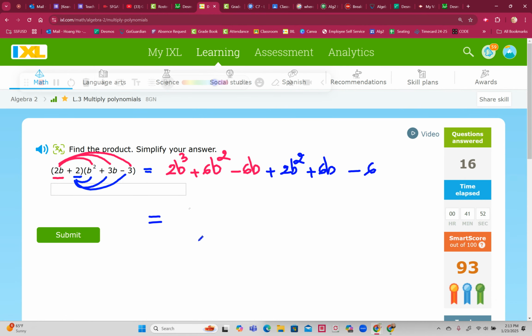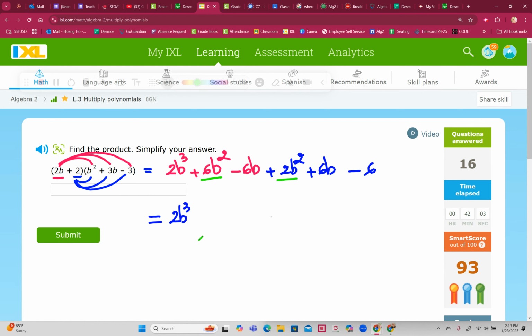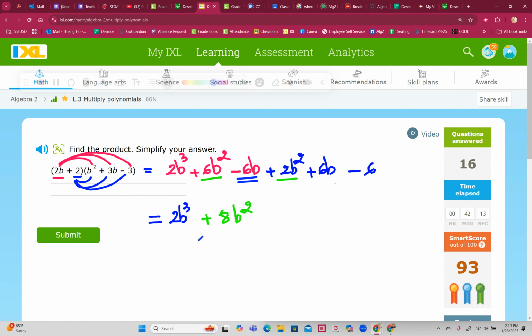Now combine like terms. The cubed term, you cannot combine with anything. But take a look at the squared terms. 6b squared and then 2b squared. So that should be 8b squared. And now take a look. Subtract 6b plus 6b. What is it? If you have subtract 6b, you combine with 6b. What is it? 0, 0.